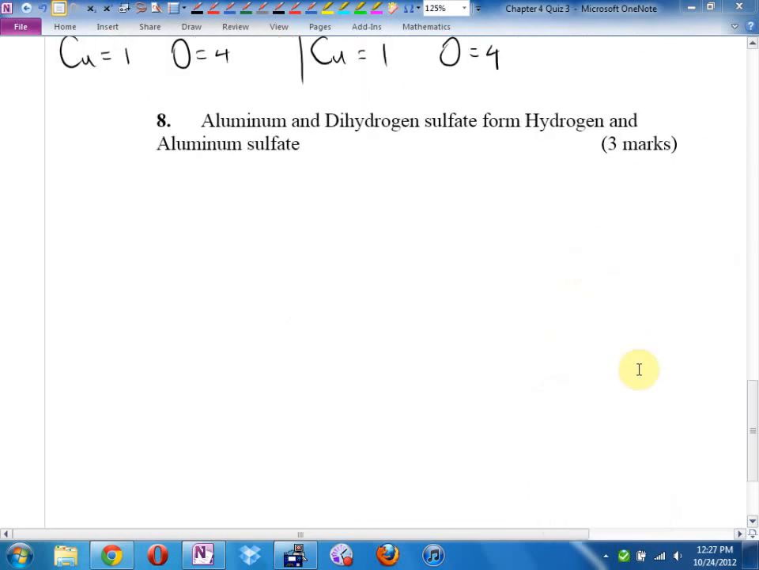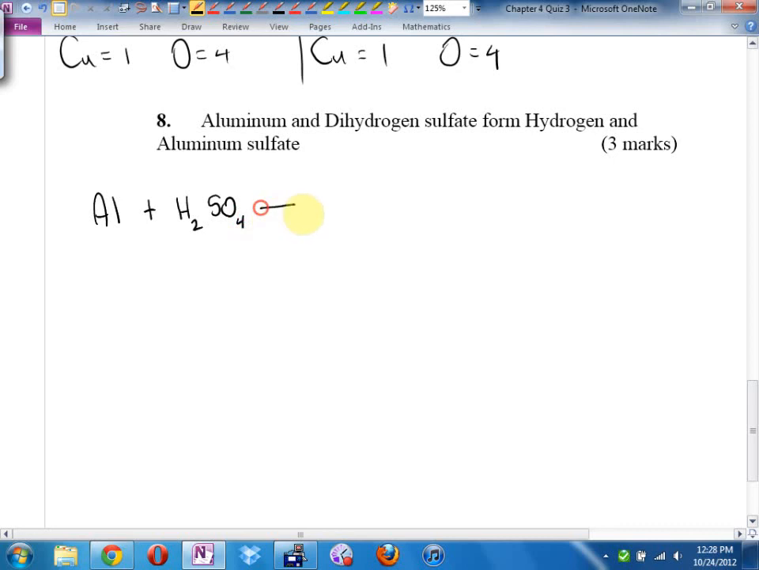Aluminum and dihydrogen sulfate. Dihydrogen tells me the prefix means it's covalent. Those are actually easier to get from word to formula. First of all, aluminum, Al, plus dihydrogen. What am I going to write? Well, first I'm just doing the skeleton. H2. Sulfate, that's a polyatomic, SO4.